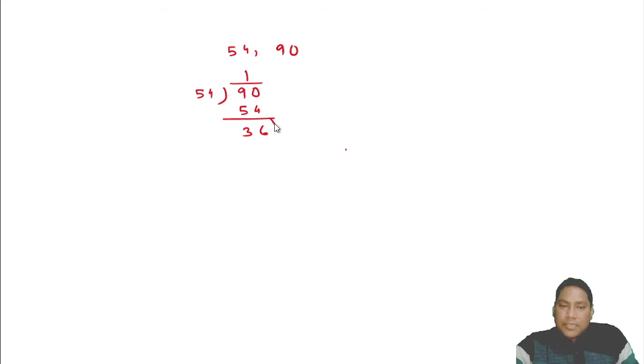Now the remainder we will take as the divisor and the divisor as the dividend. This we will write like 54 and we will do it again here. One time it will become 36. Now we will subtract, it becomes 18, and now we will divide it by 36. We will write 36 here. 18 2s are 36.